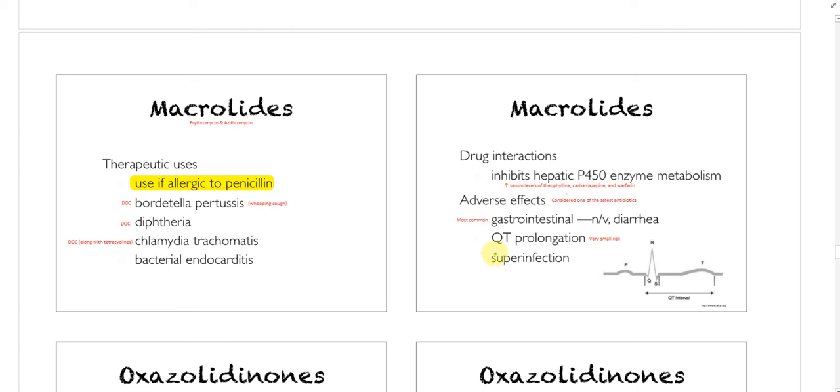There is a small risk of QT prolongation, which specifically here's our Q wave. This is an EKG, normal sinus rhythm here. We've got our P wave, QRS complex, and our T wave. And the distance between the start of the QRS complex and normally I would think it'd be the beginning of the T wave, but somewhere on the T wave, basically, there's a prolonged period, meaning that the heart is not repolarizing fast enough, can lead to dysrhythmias, bradycardia, etc. And then, of course, there's always a risk of superinfection.